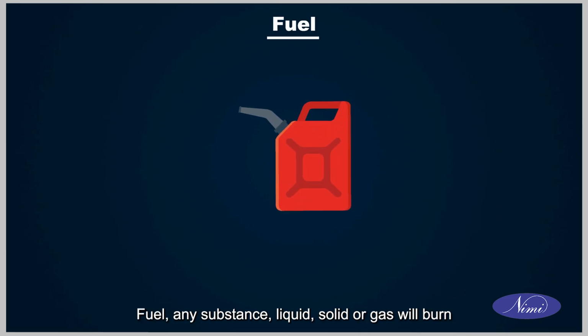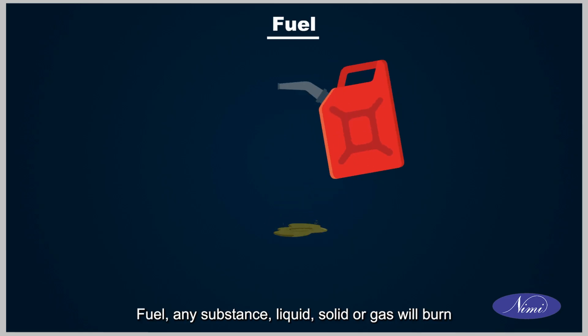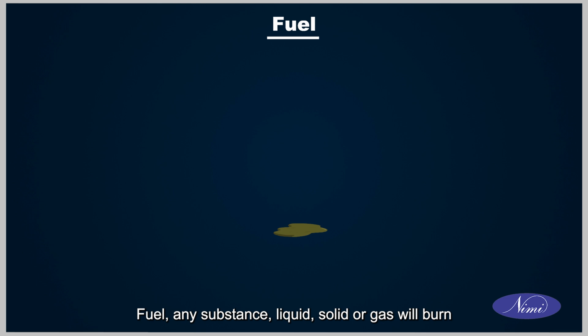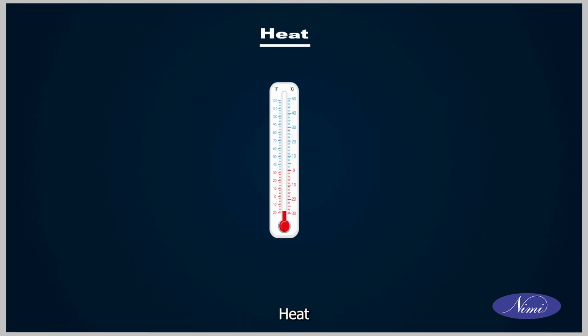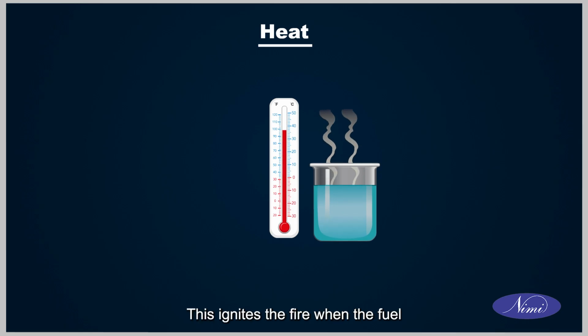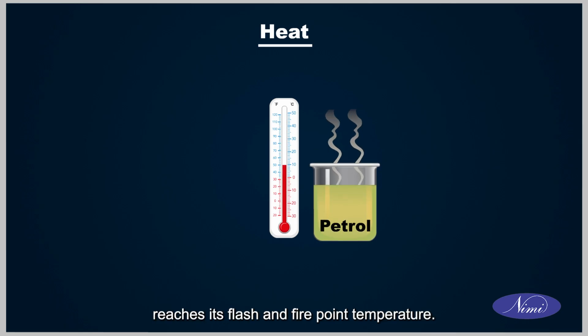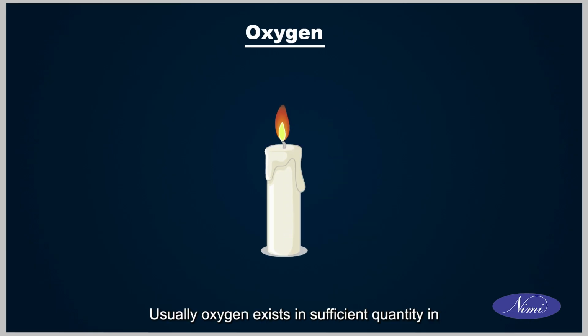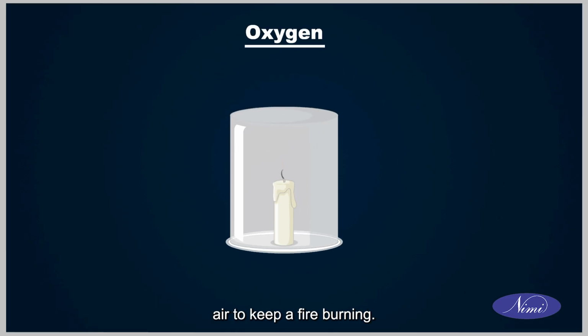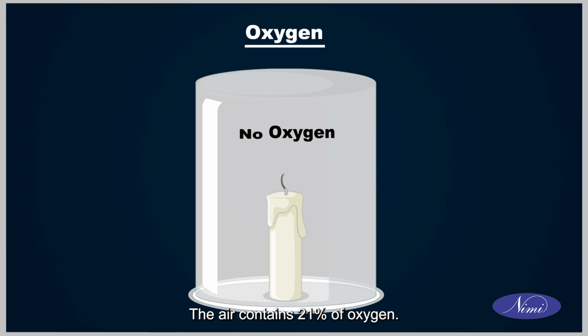Fuel. Any substance, liquid, solid, or gas will burn if enough oxygen and heat are given. Heat. This ignites the fire when the fuel reaches its flash and fire point temperature. Oxygen. Usually, oxygen exists in sufficient quantity in air to keep a fire burning. The air contains 21% of oxygen.